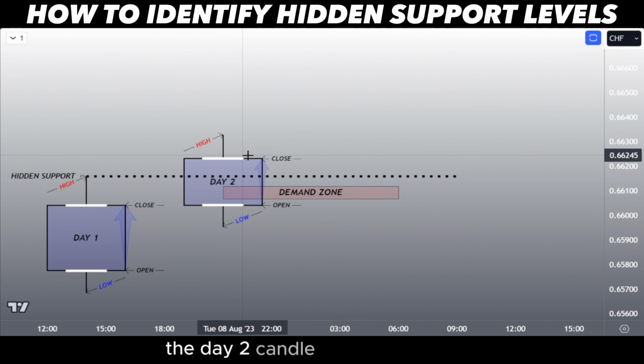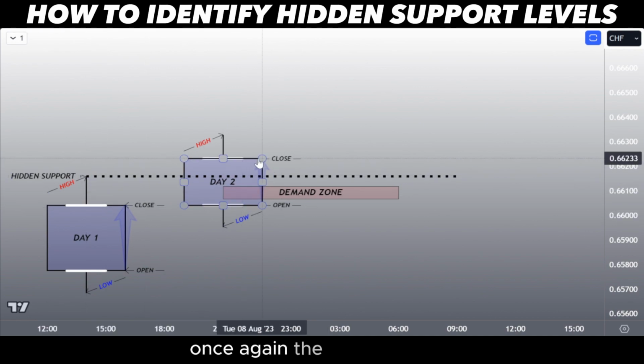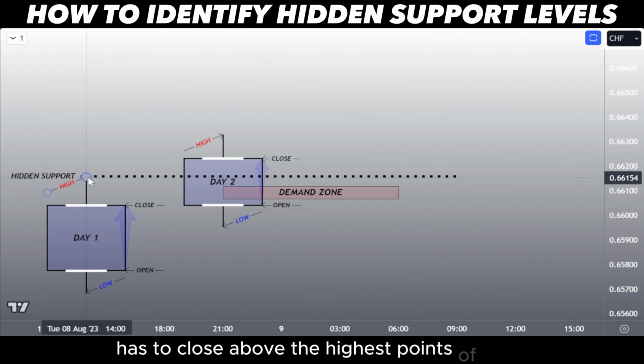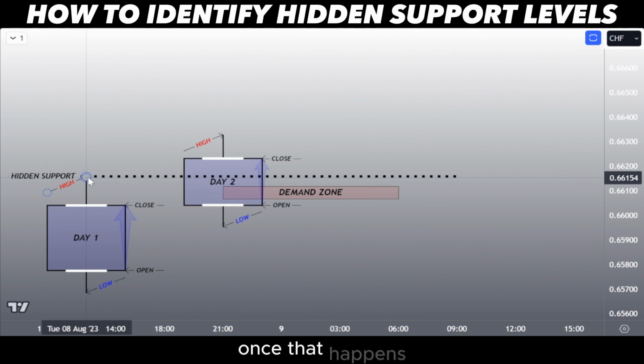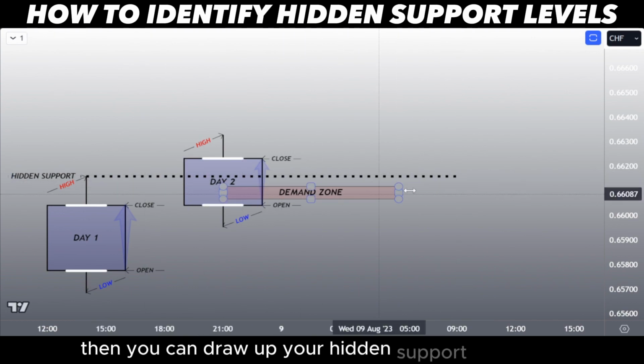The day 2 candle must close above the high of the first day. Once again, the close of day 2 has to close above the highest point of day 1. Once that happens, then you can draw out your hidden support level.